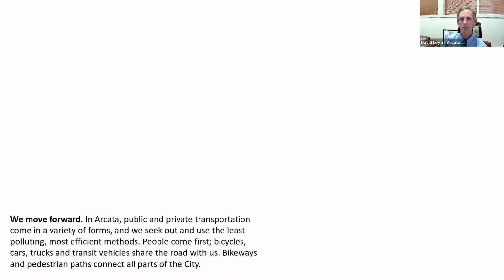To start, we're going to take a look at this actual policy or vision statement in the general plan. We move forward. In Arcata, public and private transportation come in a variety of forms, and we seek out and use the least polluting, most efficient methods. People come first. Bicycles, cars, trucks, and transit vehicles share the road with us. Bikeways and pedestrian paths connect all the parts of the city. That's the vision that's laid out for transportation in the general plan currently.